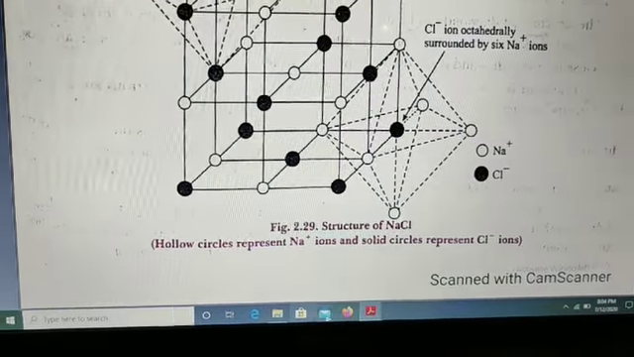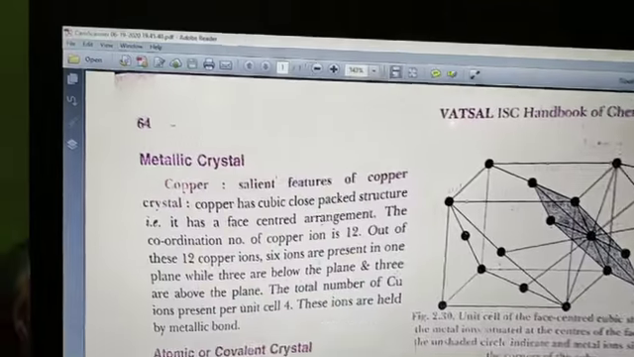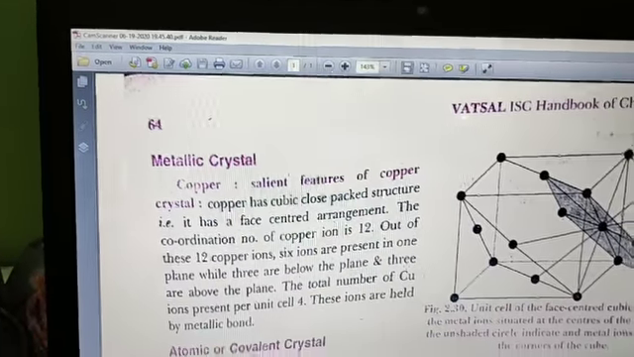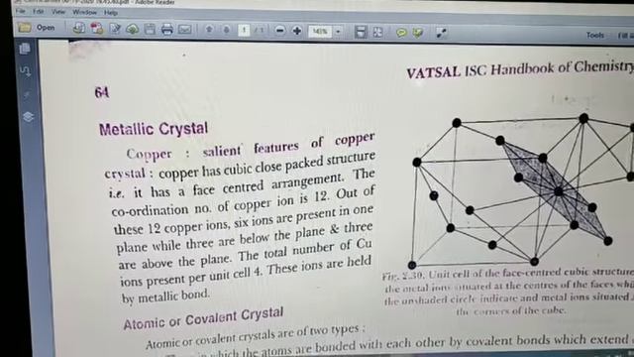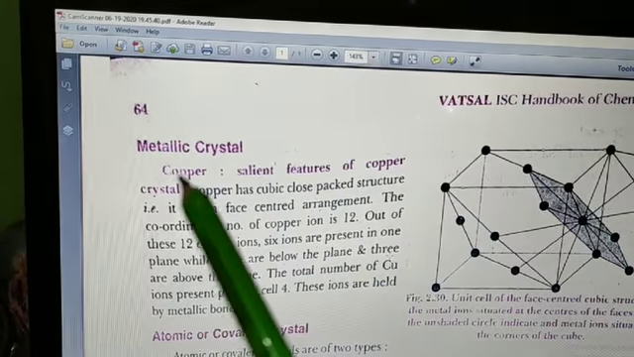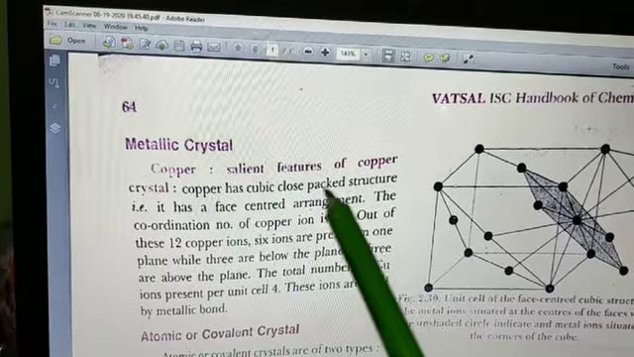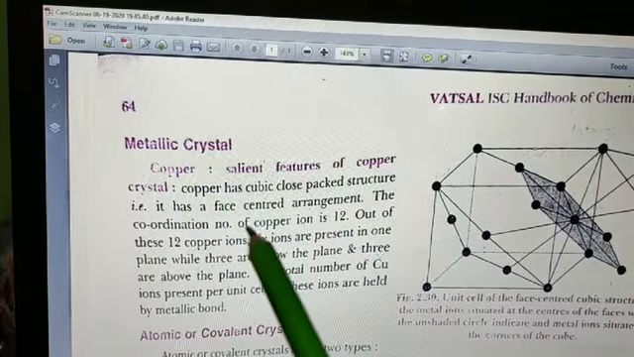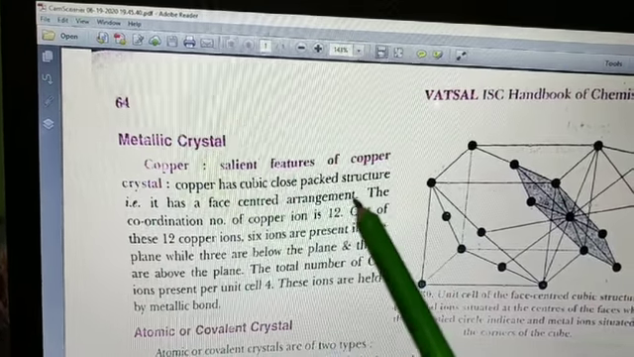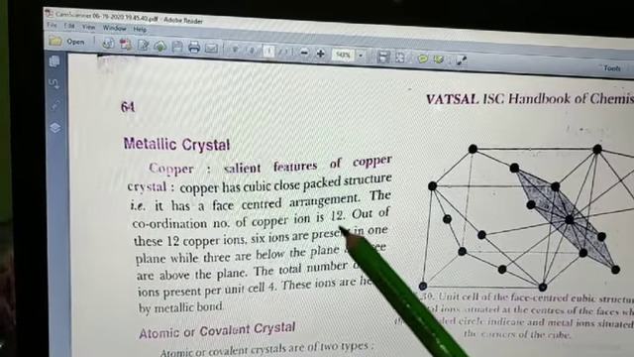Next we have got metallic crystal, the second type of crystals. So the first one is ionic crystal, the second type is metallic crystals. The example we have got is copper crystal. Salient features of copper crystals: copper has CCP, that means cubic close packed structure, and it has a face centered arrangement, as we have got for sodium chloride. The coordination number of copper ion is 12.